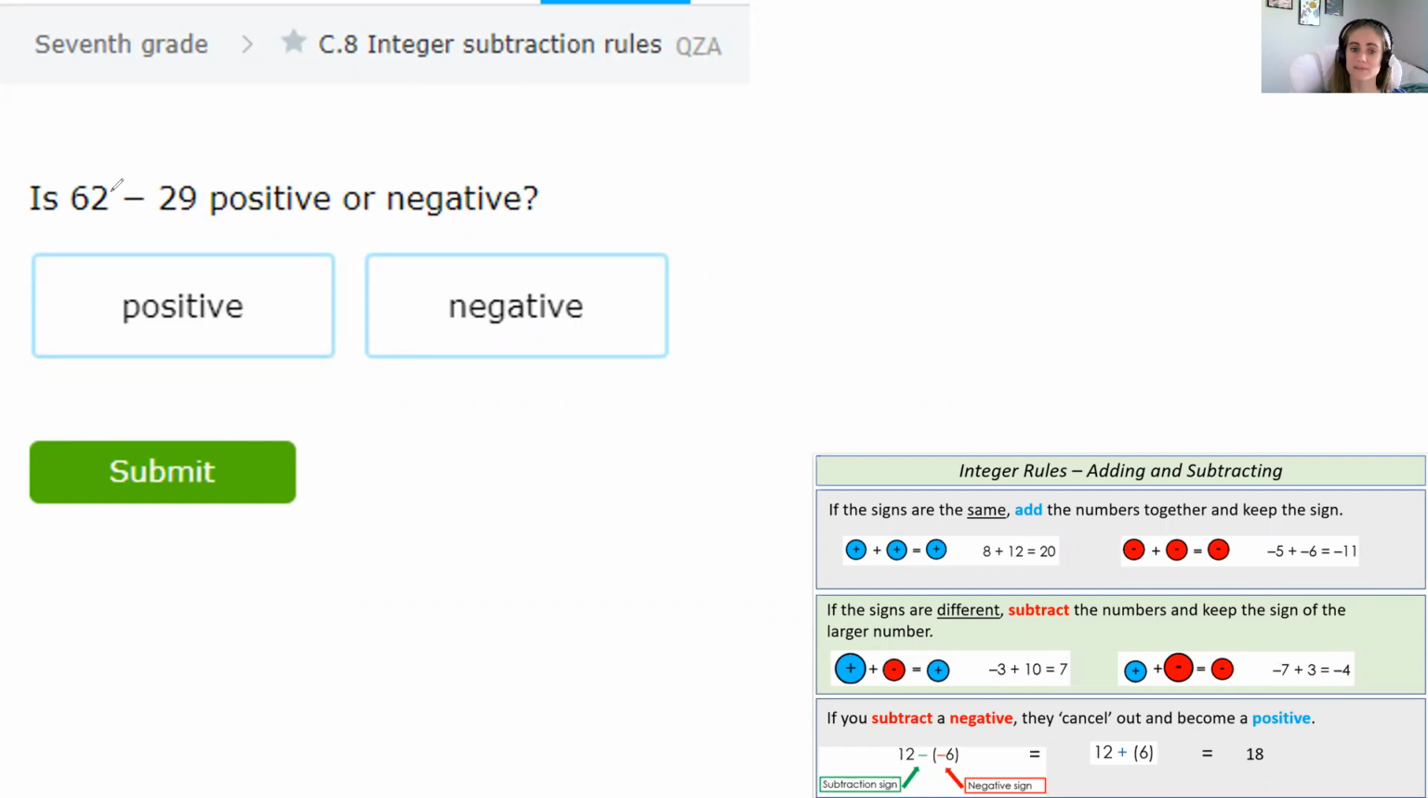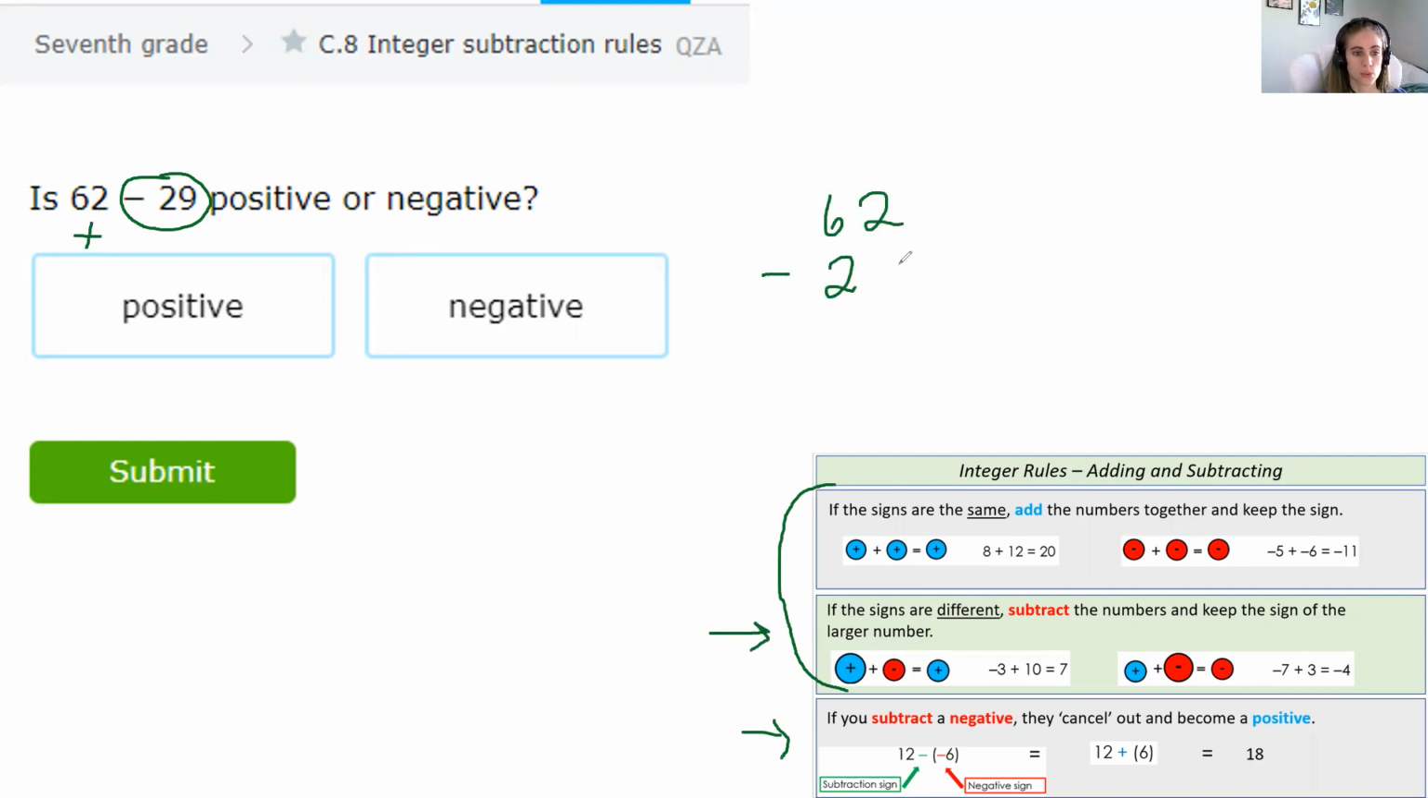62 minus 29. Remember, first things first, are we subtracting a negative? Nope. So that means we can just look at our two rules here. Do they have the same sign or different signs? They have different signs. Our 62 is a positive, and our 29, we're subtracting it, which means it's a negative because the sign in front belongs to that number. It's a negative. Let's go ahead and subtract them then because our signs are different.